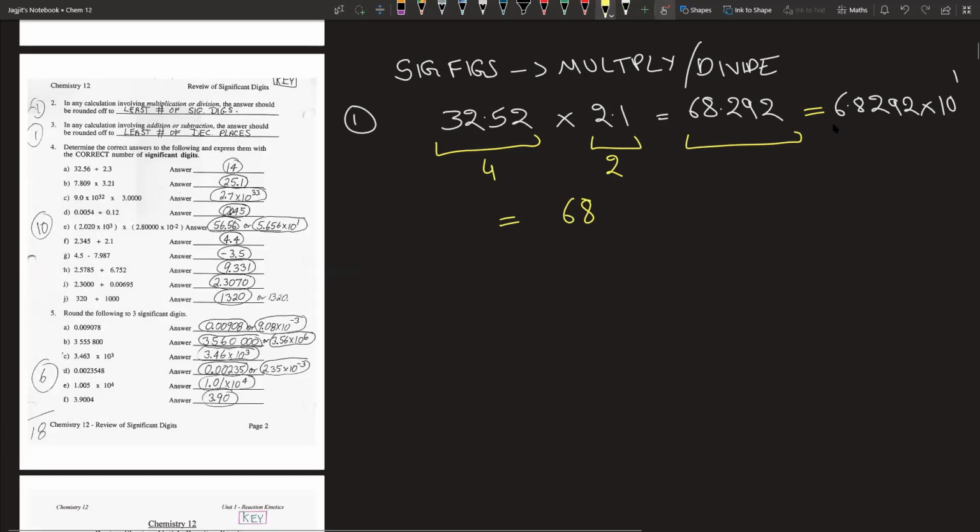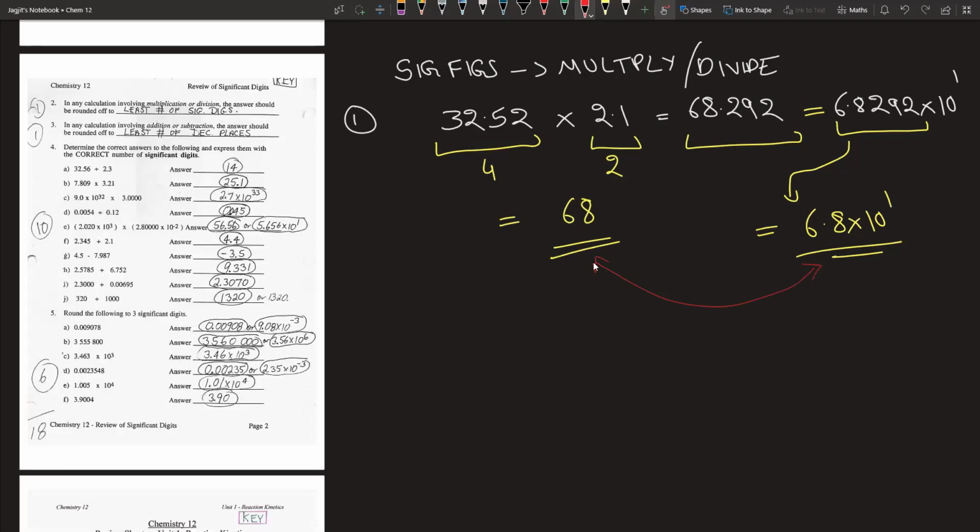And now you look at this and say, okay, I have 5 sig figs right here. That's not fine. You want to write it as only 2 sig figs. So you're going to say, I will just write this as 6.8 times 10 to the power 1, which is the same as 68. So there's 2 ways to write it. You could have just written 68, or you can write it as 6.8 times 10 to the power 1. Does that make sense? Yeah.